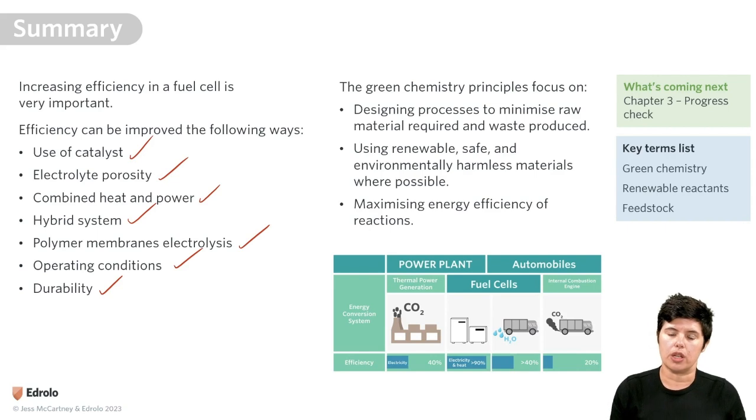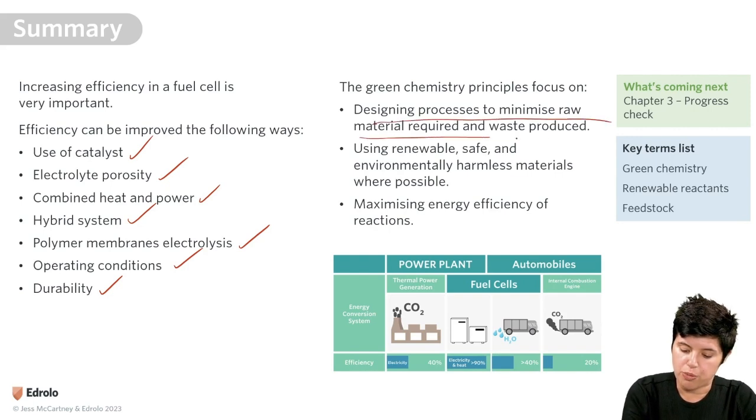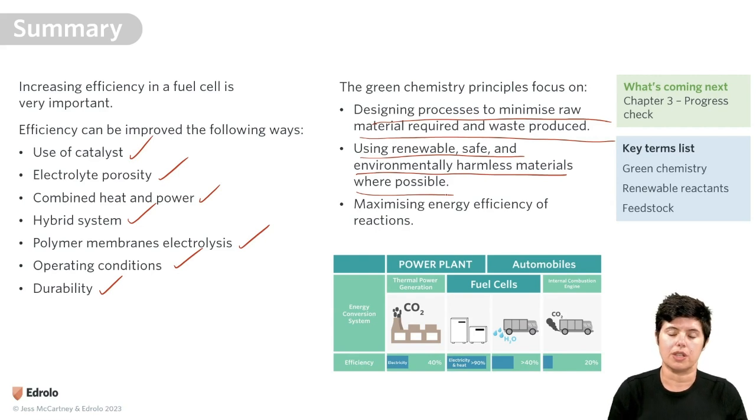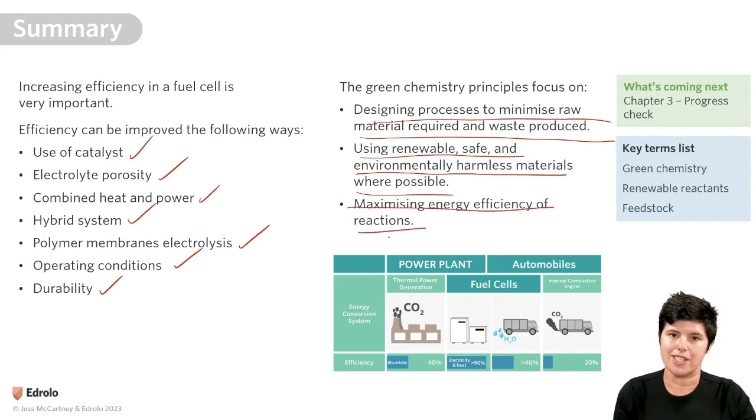Any type of fuel cell production or any type of chemical reactions that's being done in industry, we want to make sure that we're adhering to green chemistry principles. And these principles focus on designing processes to minimize raw material required and waste products produced, using renewable, safe, and environmentally harmless materials where possible. We want to make sure that these are not going in the environment and affecting aquatic life or humans or any type of environmental factors as much as possible. Maximizing energy efficiency of the reactions, and this goes back to all the fuel cell stuff that we just spoke about. So all those factors that we just spoke about increase the energy efficiency in these fuel cells.